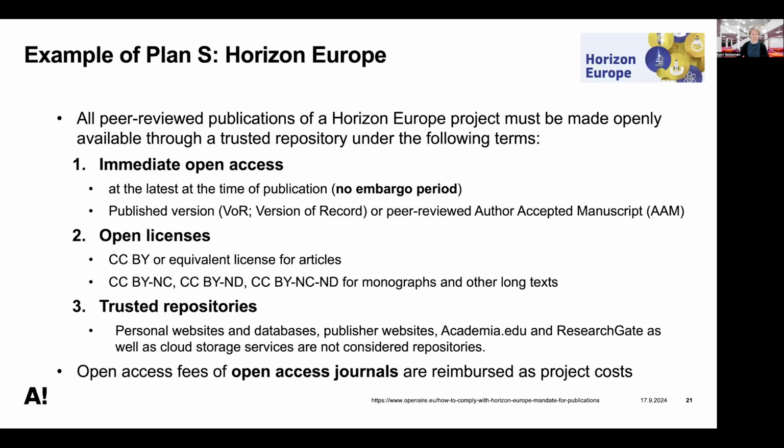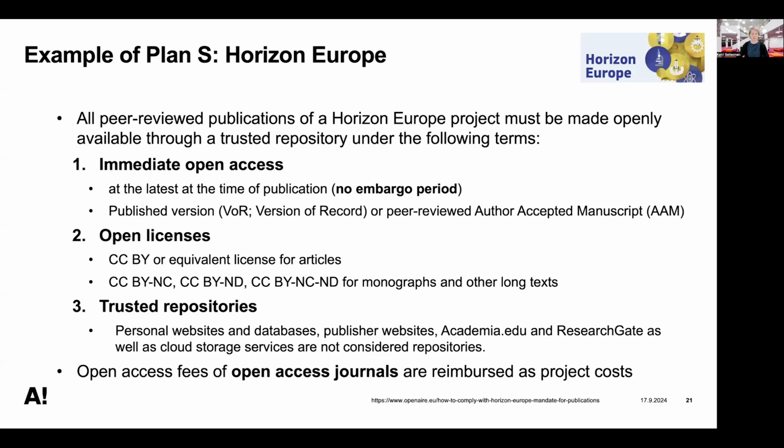And here we have included an example of Plan S from the Horizon Europe open access mandate. And according to Horizon Europe Open Access Mandate, all peer-reviewed publications must be made openly available through a trusted repository under the following terms. So here is the immediate open access. So no embargo periods are allowed. And the immediate open access must be provided either to the published version, to the version of record, or to peer-reviewed author-accepted manuscript called AAM.